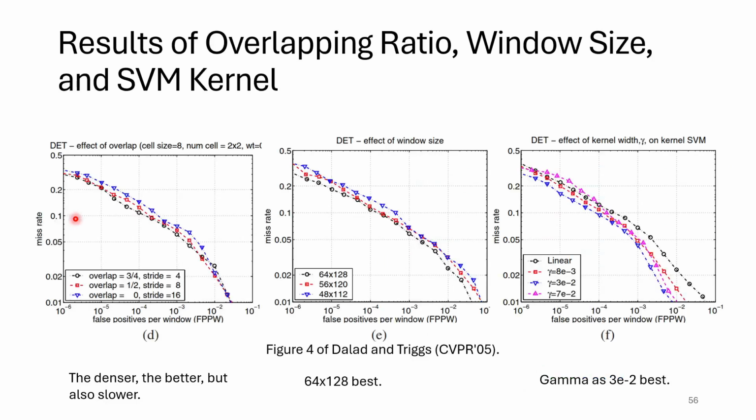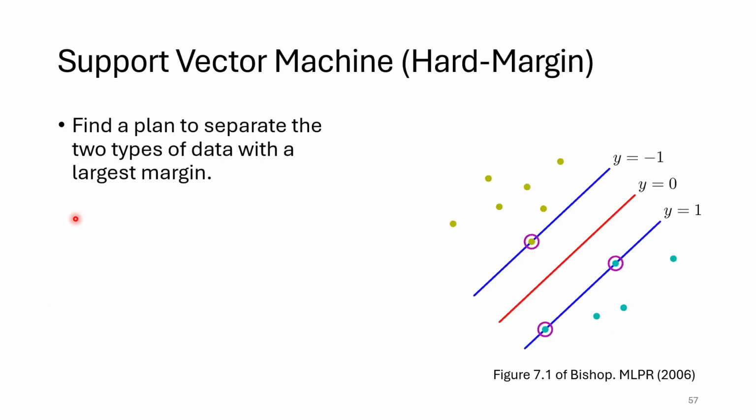Okay, as I said, they try different settings and optimize it to their best performance. Finally, now they extract the feature. Then they apply the support vector machine. The idea of a support vector machine is to try to find the best hyperplane to separate two types of data.